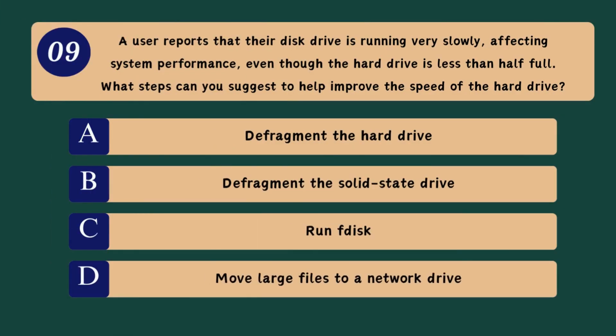Question 9. A user reports that their disk drive is running very slowly, affecting system performance, even though the hard drive is less than half full. What steps can you suggest to help improve the speed of the hard drive? A. Defragment the hard drive. B. Defragment the solid-state drive. C. Run fdisk. D. Move large files to a network drive. Correct answer: B. Defragment the solid-state drive.